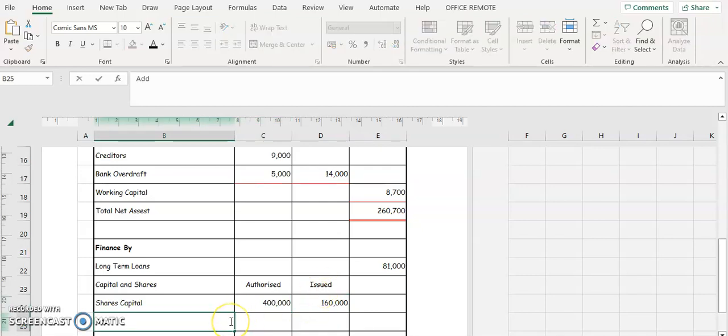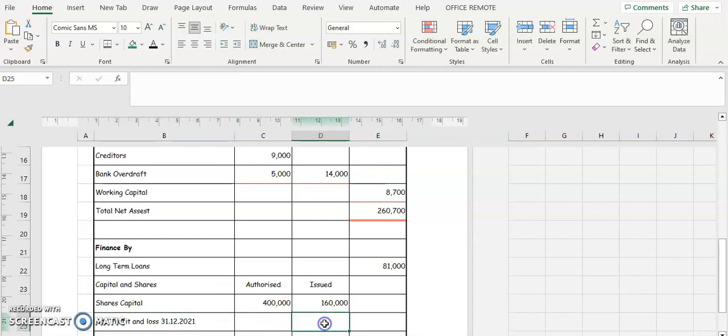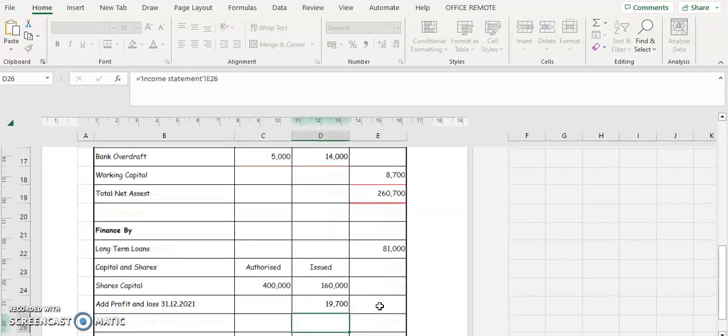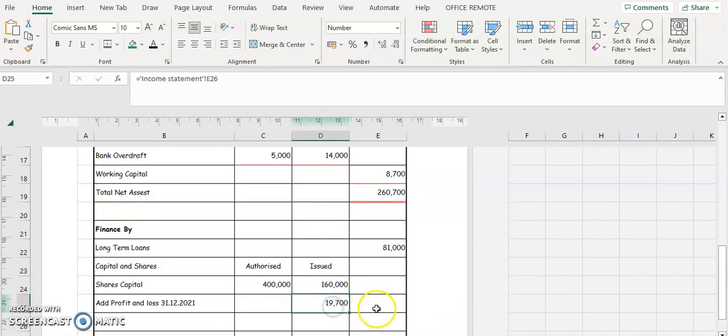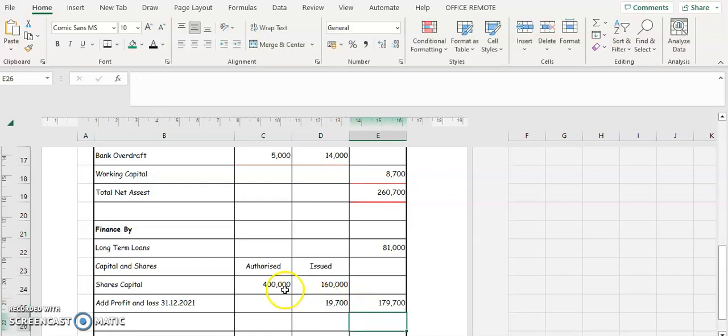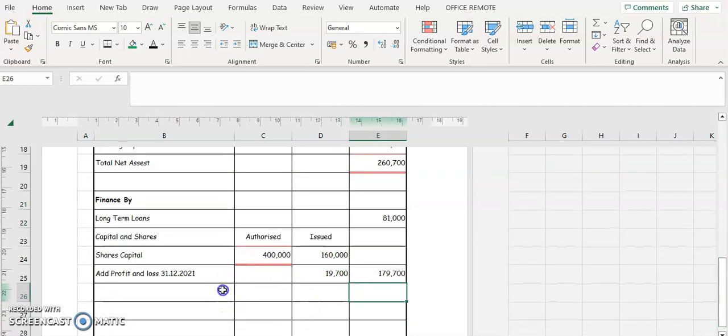Okay, then we're going to add our capital or reserves. So add profit and loss from the 31st of the 12th, 2021. That's just taken straight from our profit and loss that we just did, so that's 19,700. I'm going to add these two together. So 160 plus 19,700. We can do a double line to say we're not going to go any further with that. So we've got two figures in the end for our financed by. So this is going to be our capital employed.